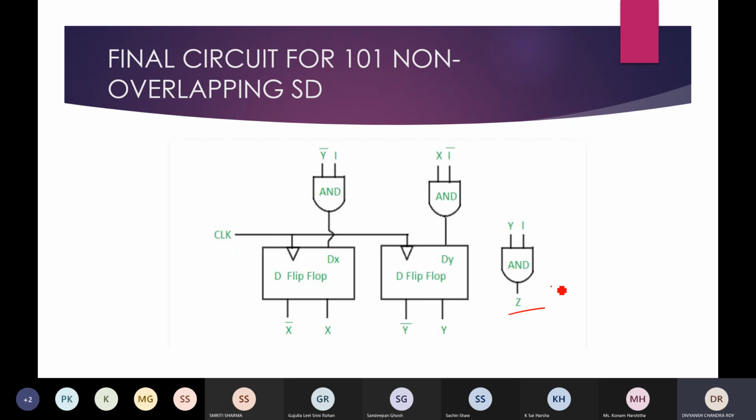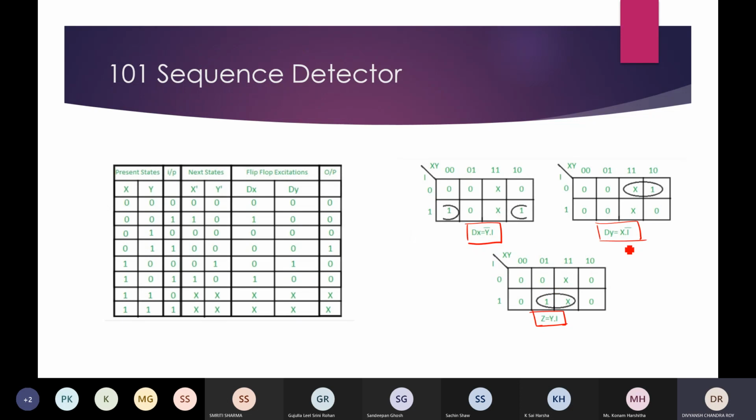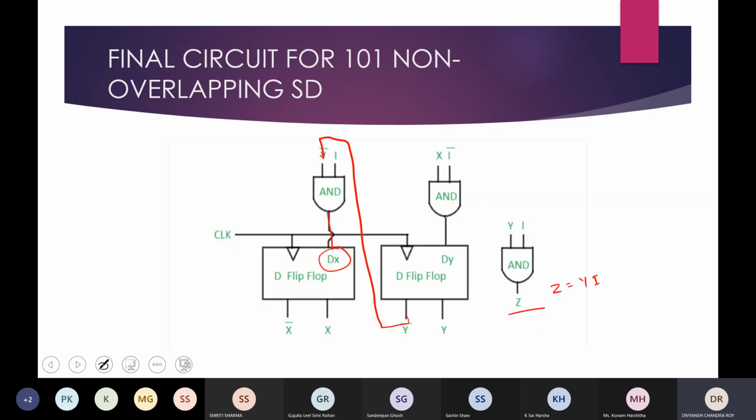Z is the AND of y and I, and this dx input of the flip flop is the AND of y bar and I. Y bar is nothing but the complement of the output of the second flip flop. And if you see the last slide again, dy was x and I complement. So here dy is the AND of x and I complement, and this x is the output of flip flop x. Then I told that this is an example of a Mealy machine.